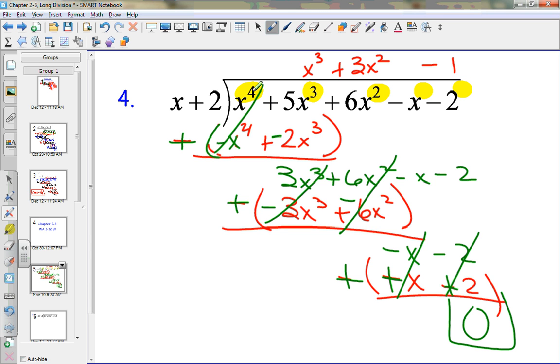What does that mean? That means right up here, this is going to be my answer. Okay? Since there's no remainder, you know what this means? It means it's a factor. You understand that? It means it's a factor. It goes into it evenly.